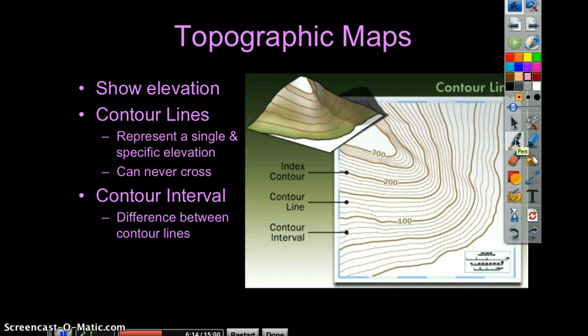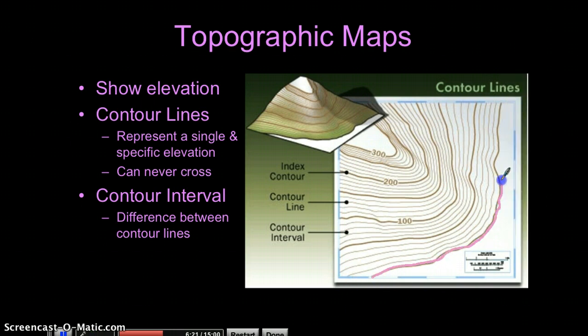Contour lines. Here is a contour line. This contour line represents a single and specific elevation. That would be the line that I just drew, 0 feet or 0 meters above sea level. So right there, that would be the ocean. Lines don't cross. They can never cross.